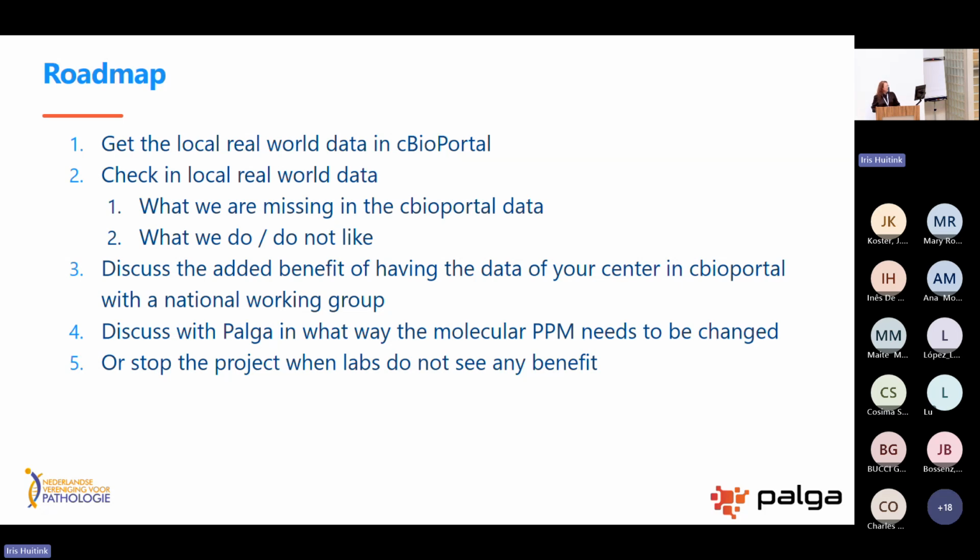So what are we aiming for, or the roadmap? So first of all, we really want to get real-world data in cBioportal. The data that I showed you is still sort of a setup, scrambled data. And we're currently in the process of getting data from the UMC Utrecht in cBioportal and see if we can make sense of it. So that's the first step.